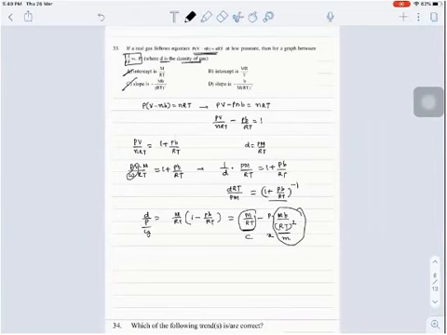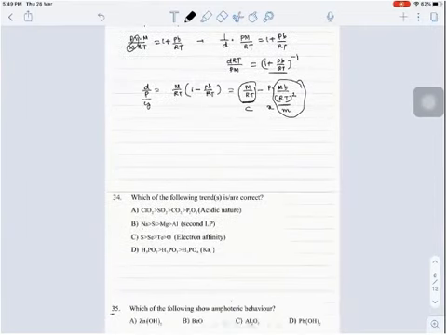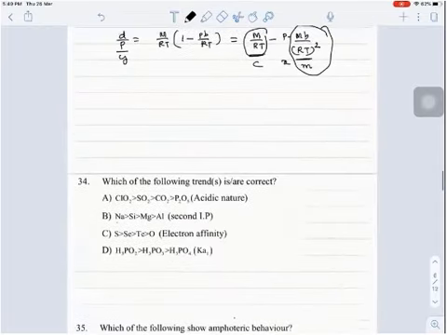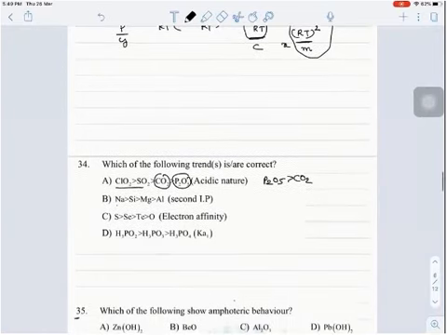Next question is question number 34. Question number 34 is based on the properties of the compounds and elements. Here there are some compounds: ClO2, SO2, CO2, P2O5. ClO2 is more acidic than CO2. This is correct. But here the CO2 and P2O5 acidic character is not correct, because P2O5 is more acidic than CO2. Okay. Next. So this is not correct.